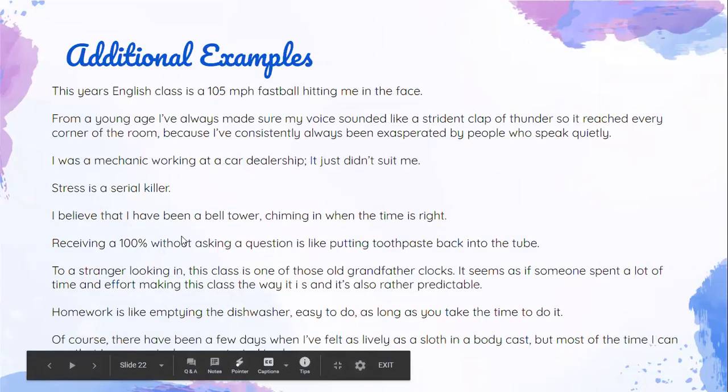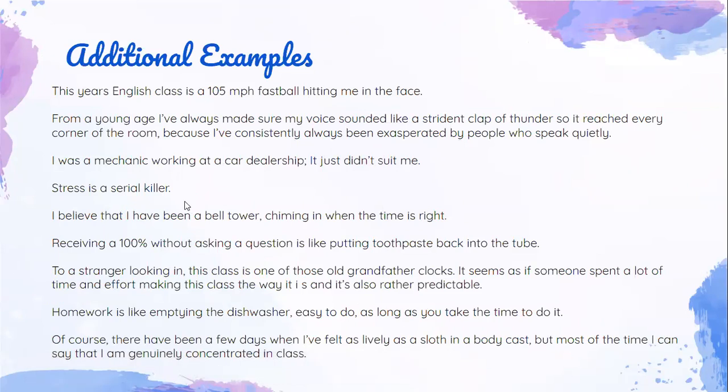So here are some additional examples of hooks, I guess. I always love reading hooks. I always love thinking of them because they're so interesting, because you can take anything and make it into a great hook or a great essay. So I'll just read some of them.